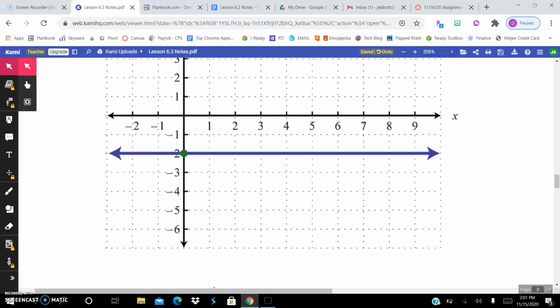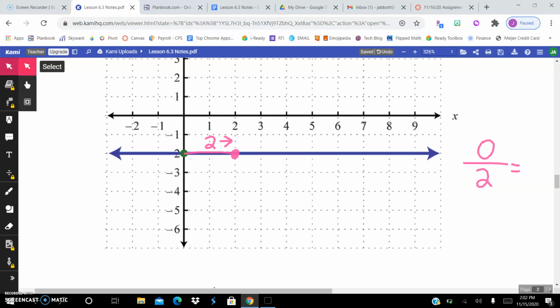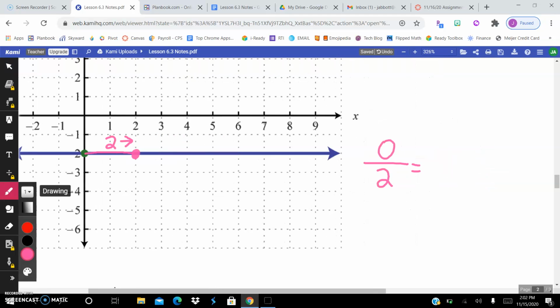Here we have this blue line. It only gives us one green dot, but we can pick another green dot. I'm going to make a pink dot, but it can be there. So for rise, I don't have to go up or down anything, so my rise is going to be 0. I'm not changing that, but I am going to run over 2 and I went to the right, so positive 2. So 0 divided by 2 is going to be 0.